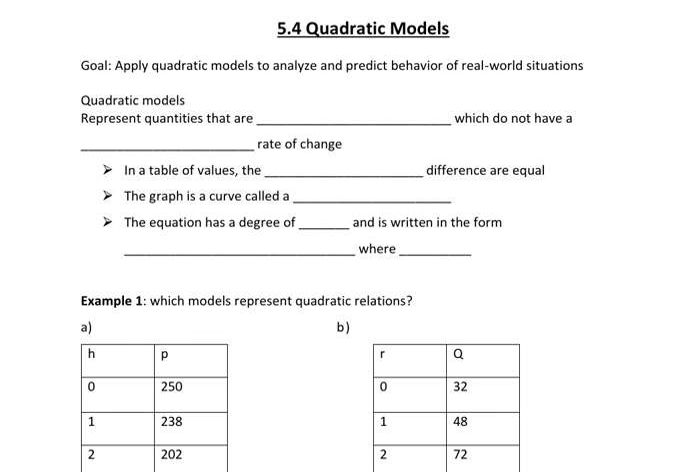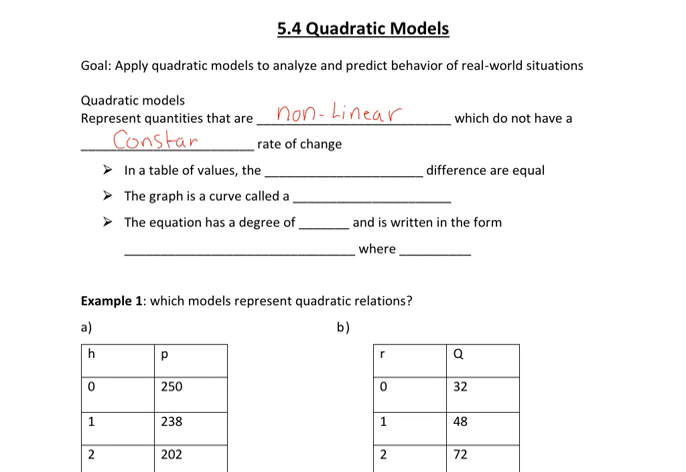Okay, so yesterday we did introduce the linear models. Today we're moving on to the quadratic models. Remember I told you that when we're doing regression line, we're going to look at three different things: linear, quadratic, and exponential. So quadratic models represent quantities that are not linear. So they're nonlinear, which do not have a constant rate of change.